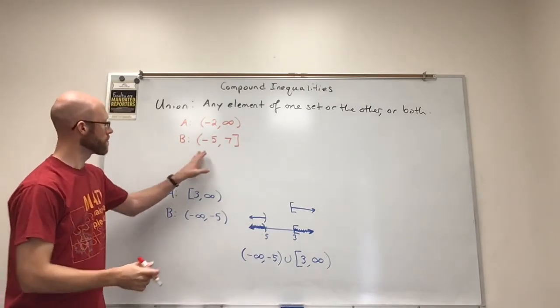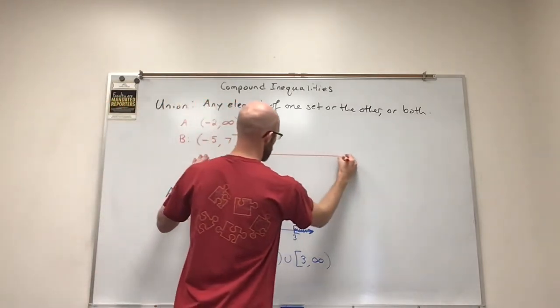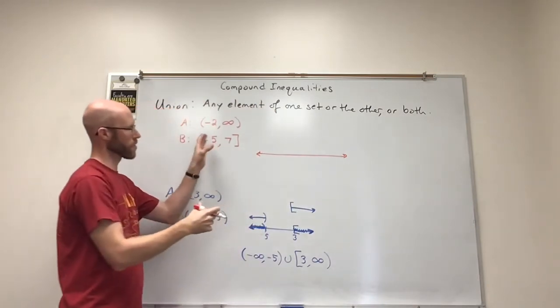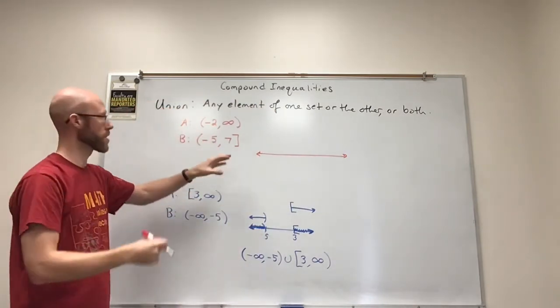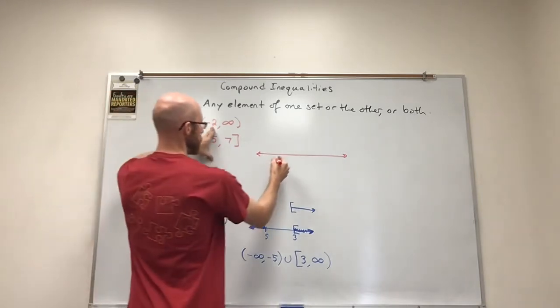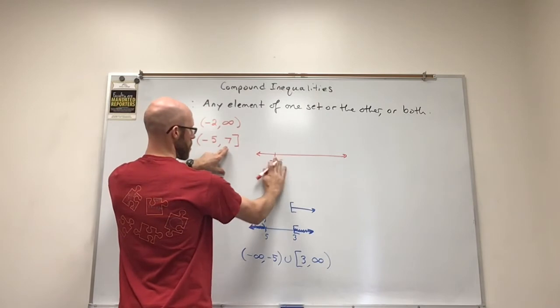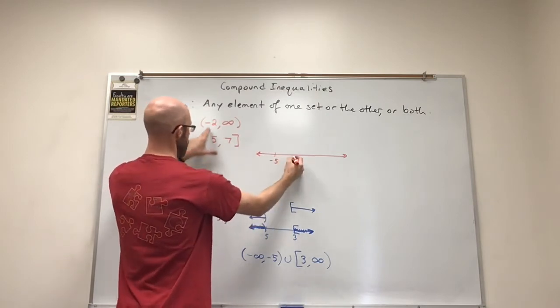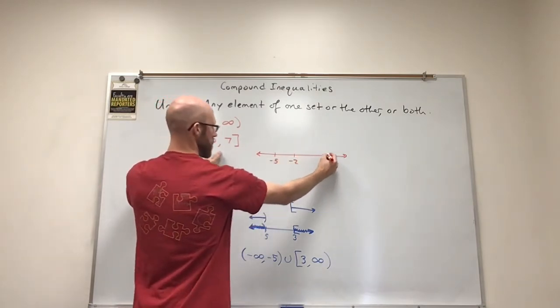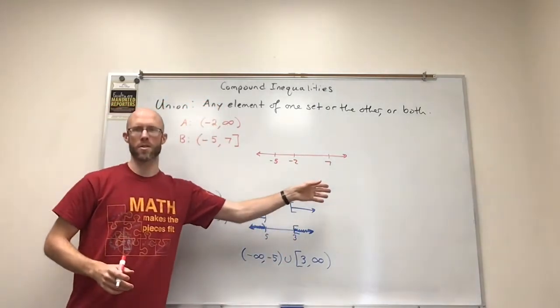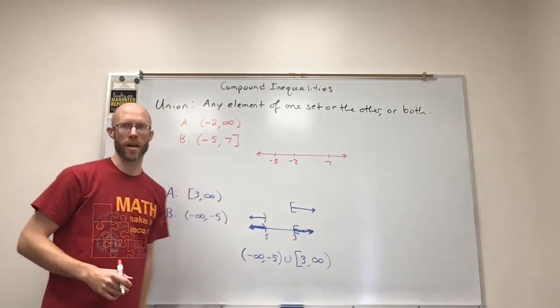Okay, so here, when I look at my two sets and try to take their union, -2, -5, and 7 are all different endpoints. So -5 is farthest left, -2 is next, and 7 is out here on the right. I'm not putting these all to scale, I'm just trying to get them in order on the number line.